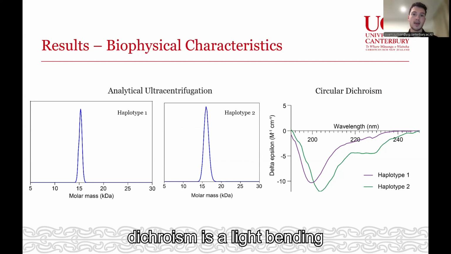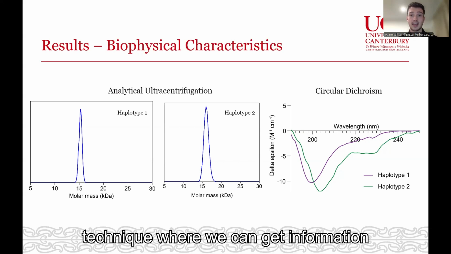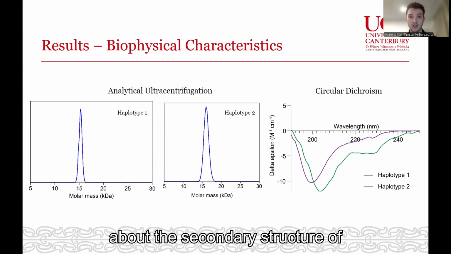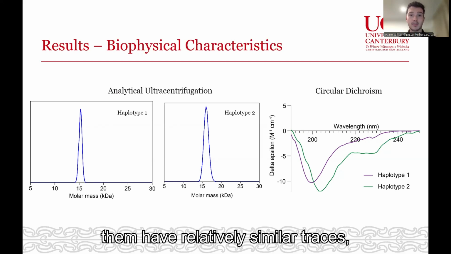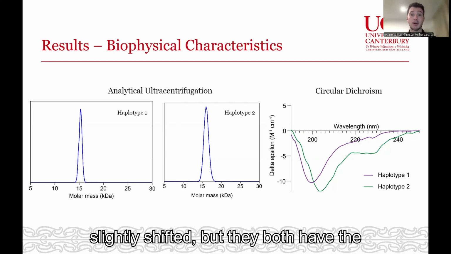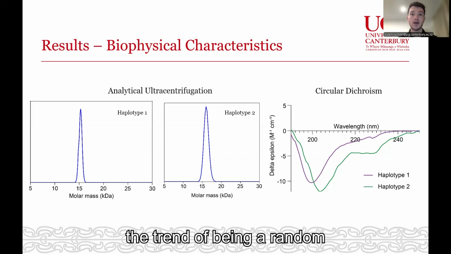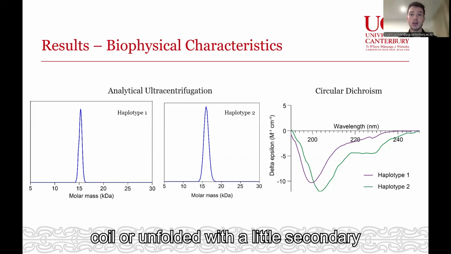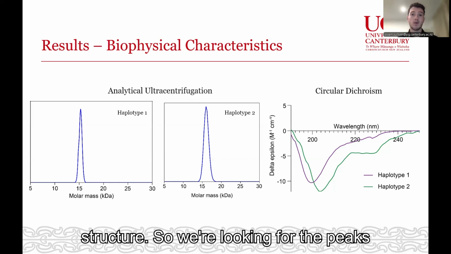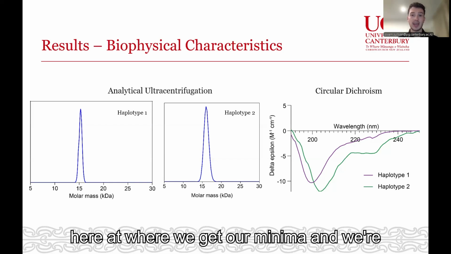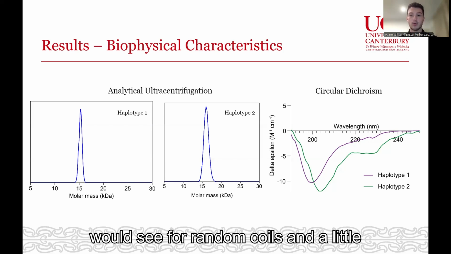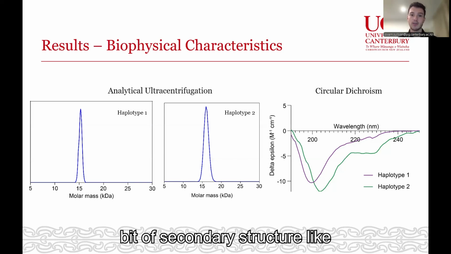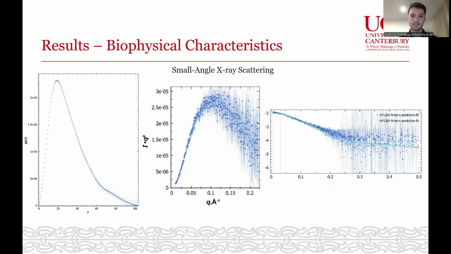Circular dichroism is a light bending technique where we can get information about the secondary structure of proteins. As you can see here, both of them have relatively similar traces, slightly shifted, but they both have the trend of being a random coil or unfolded with a little secondary structure. So we're looking for the peaks here at where we get our minima, and we're getting minima around the range where we would see for random coils and a little bit of secondary structure like alpha helices and beta sheets.